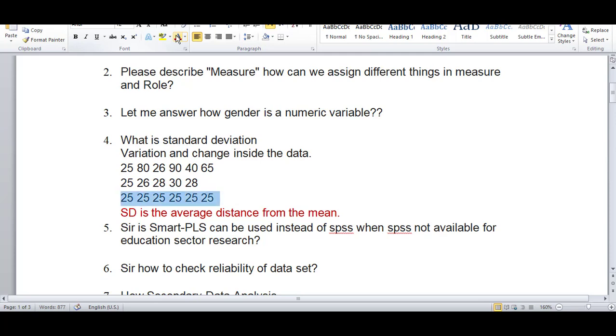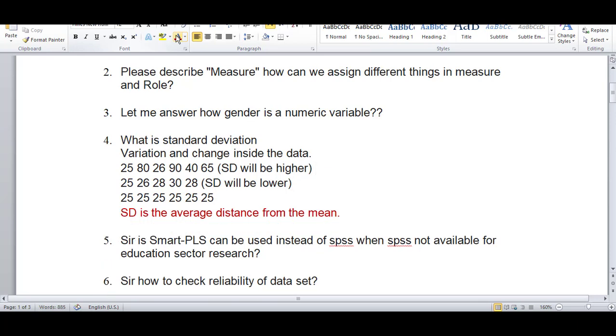So what is the change in this data set? 0. So standard deviation will be 0. So if you see, this standard deviation will be lower, and this standard deviation will be higher. So standard deviation is the average distance from the mean. This measurement is also very important because it tells the consistency of numbers.